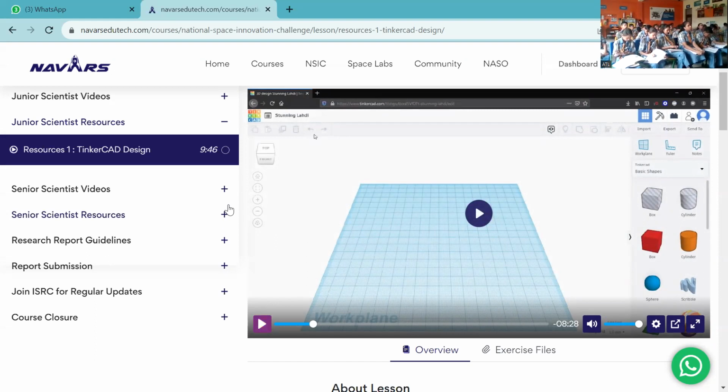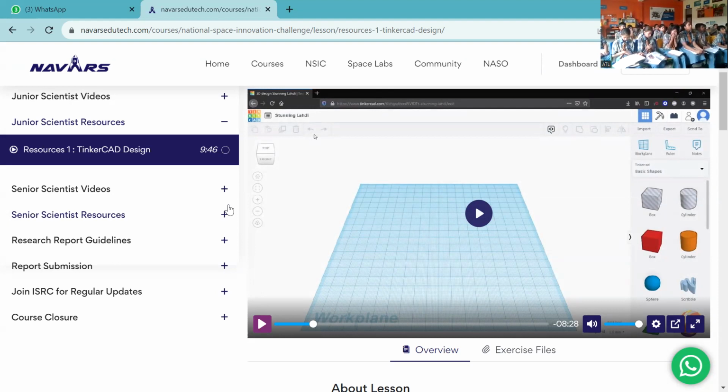We need to design a robot here. So we can use the Tinkercad platform to design a robot and a rocket which will collect the space junk. So this is the basic idea.